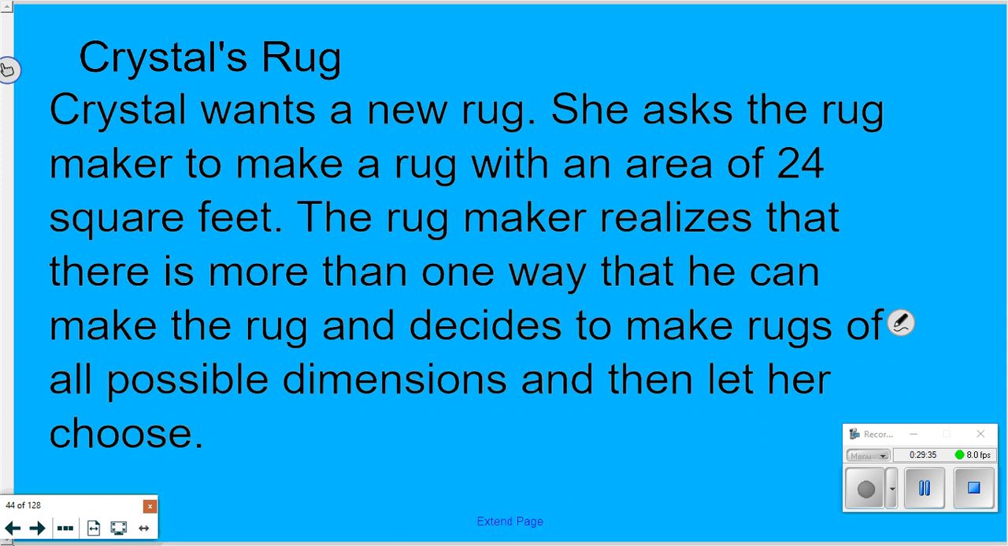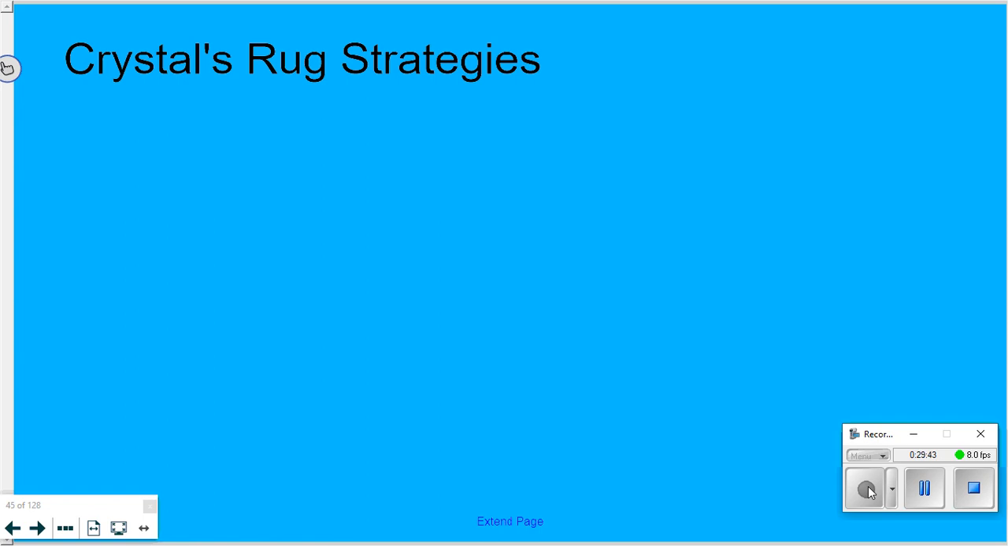Those of you who use square tiles, how many square tiles did you get out? It's not a trick question. 24. Why? Because you needed an area of 24. Now, Madison, you've got your square tiles arranged in a rug on your desk. Can you tell me your dimensions of that rug, your length and width?